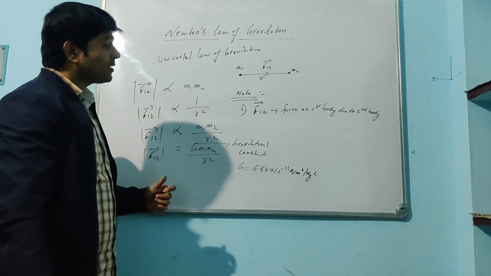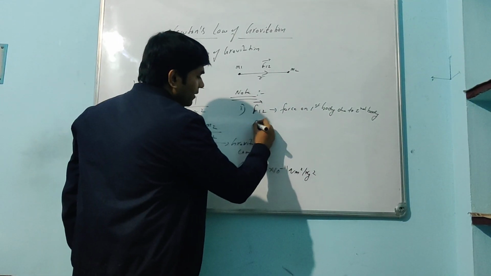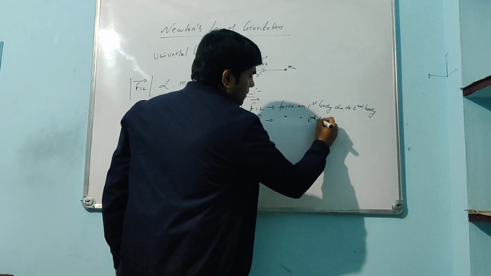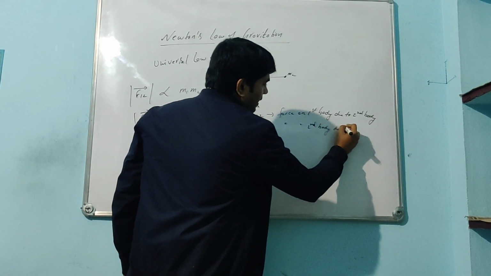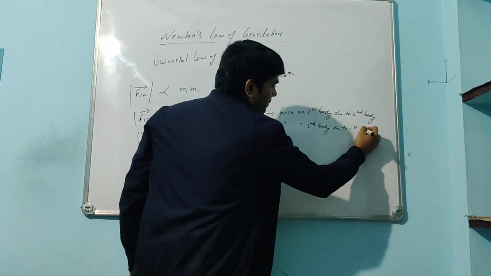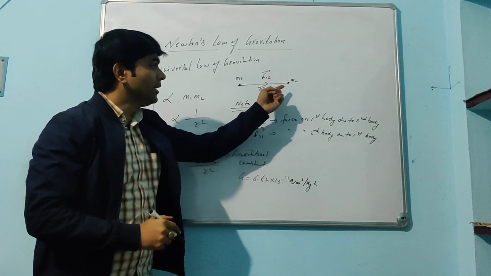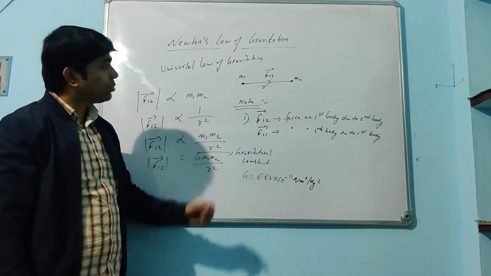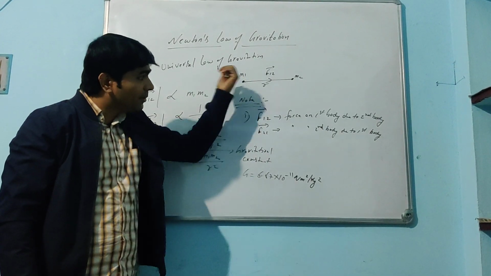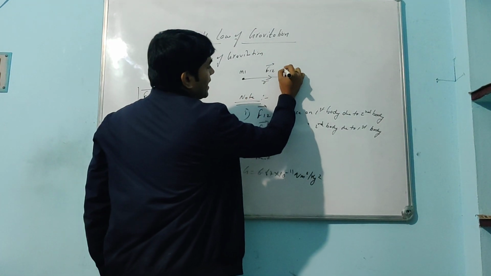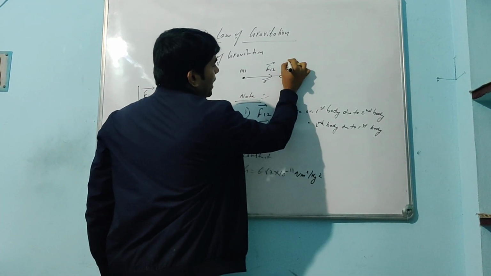Now if I ask you what will be F21? F21 means force on the second body due to the first body. So this first body will be attracting this mass towards itself, towards itself means this direction. So this will be your F21, right?